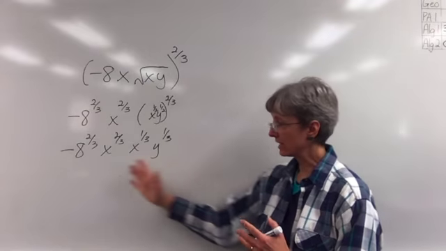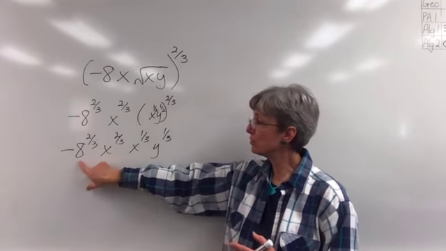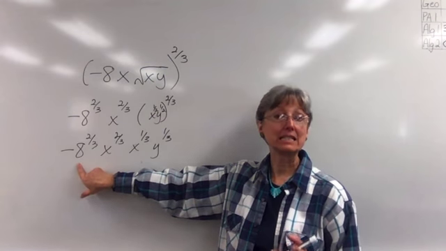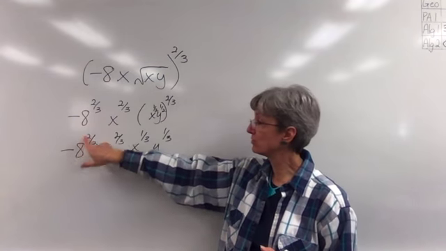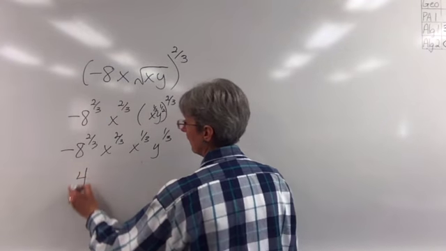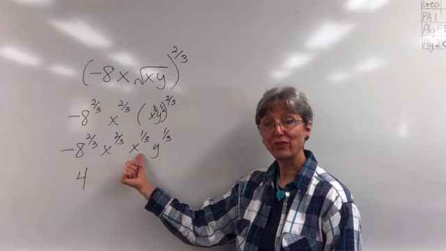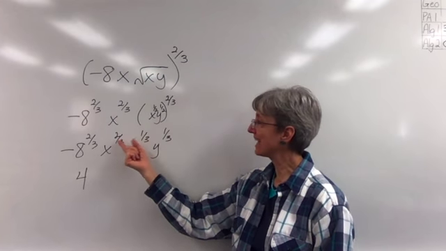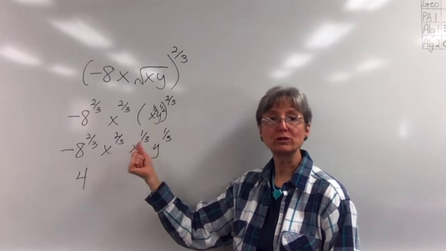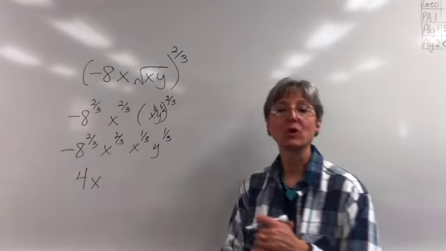Now I can take each part and combine where I can. The cube root of negative 8 is negative 2, and negative 2 squared is 4. So this is 4. I have x to the 2/3 times x to the 1/3, same base. I can add my exponents. 2/3 plus 1/3 is 1. So I have x to the power of 1.